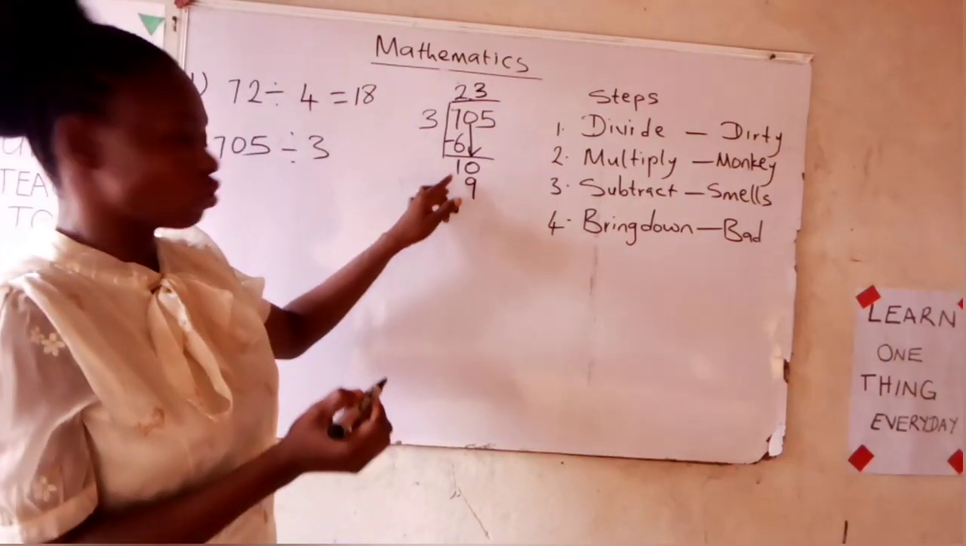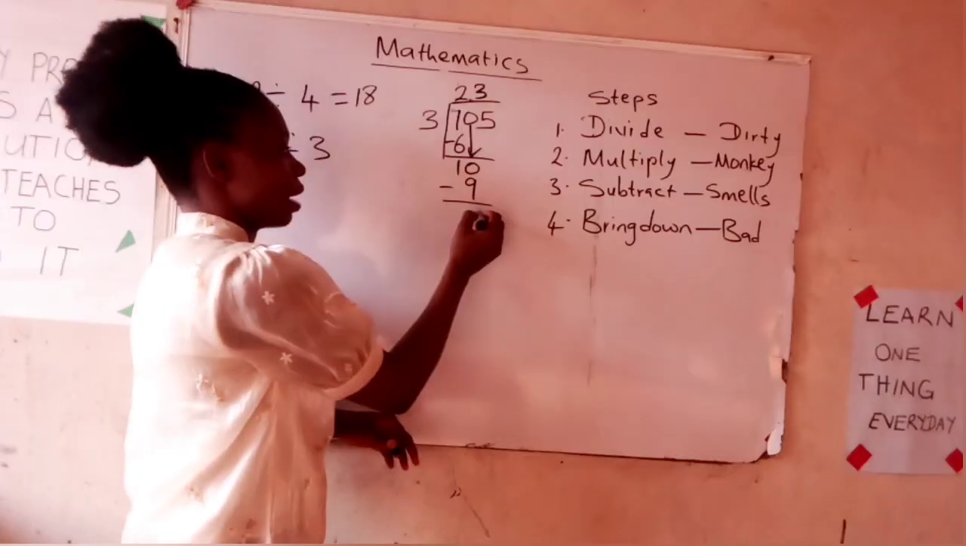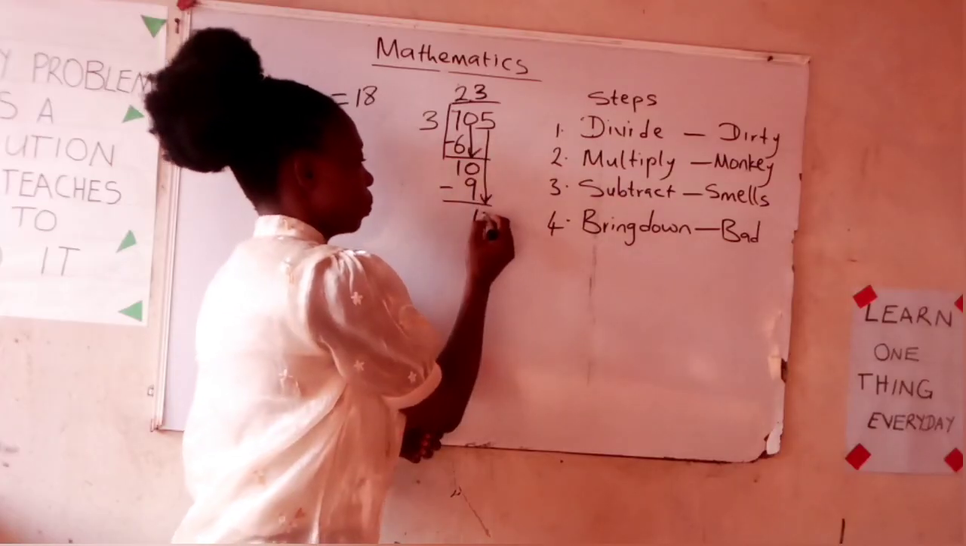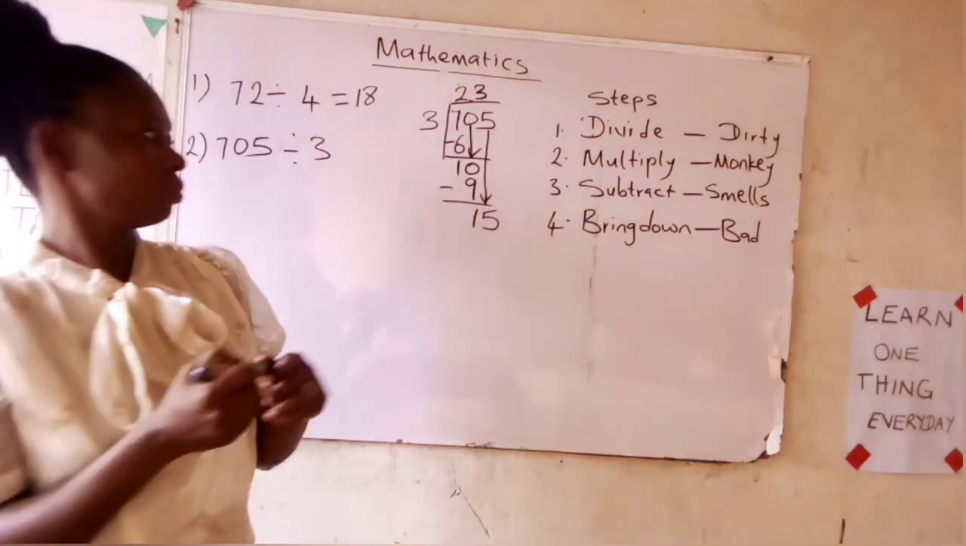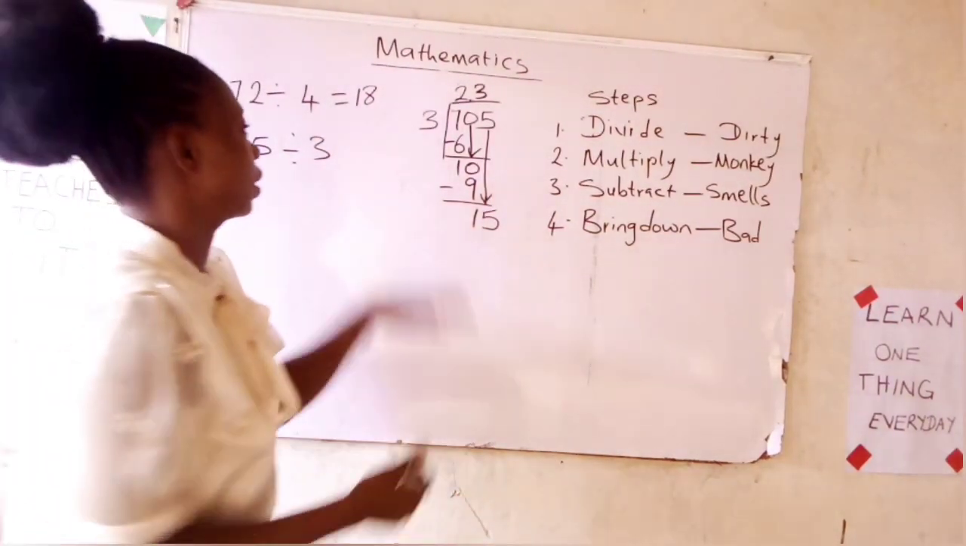And I have to do what? Subtract, which is the next step. 10 minus 9 is 1. And I have the bring down step here. I'll bring down this 5. So you can see we have 15. We'll repeat the process again.